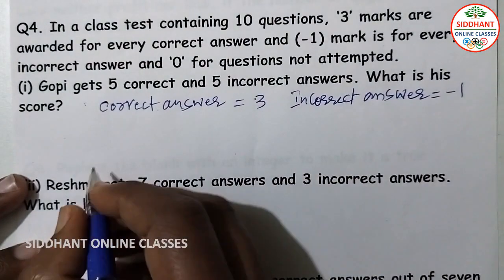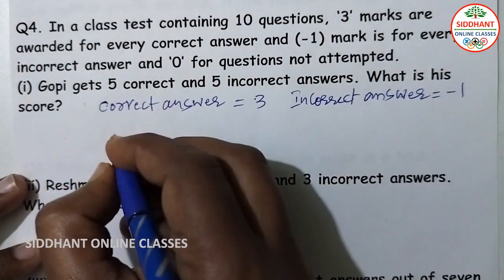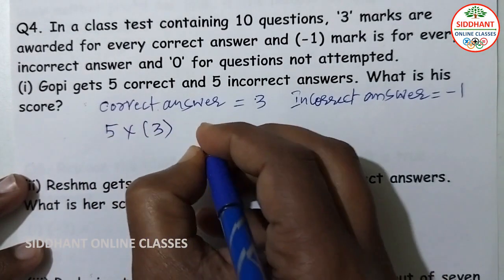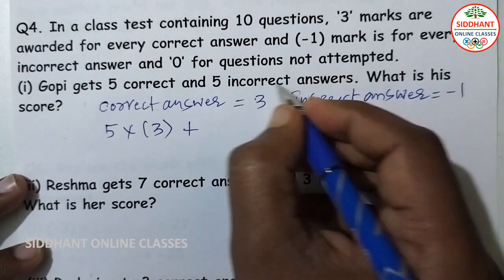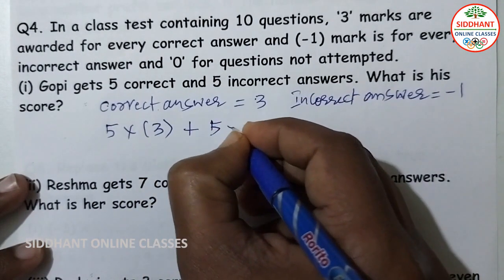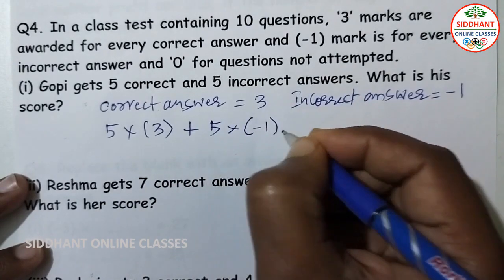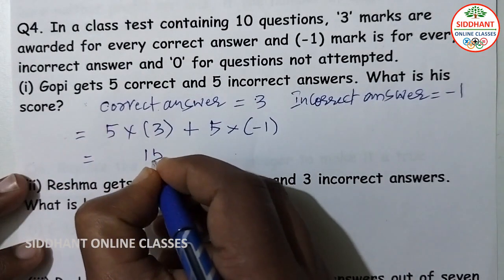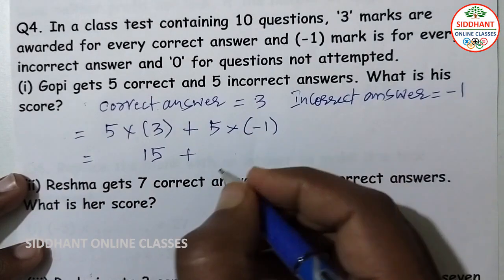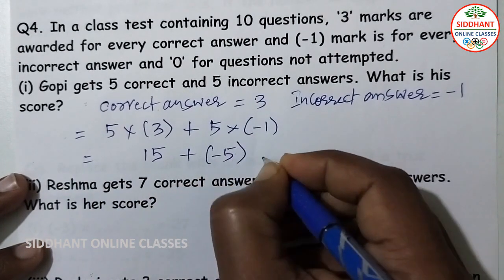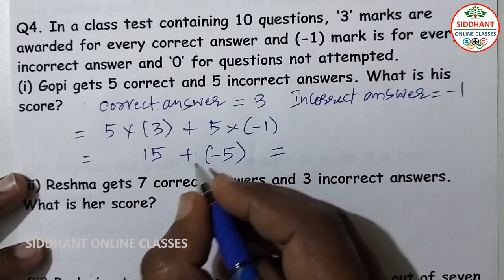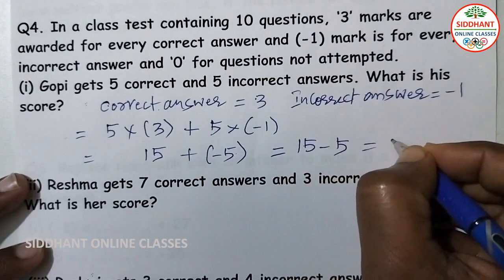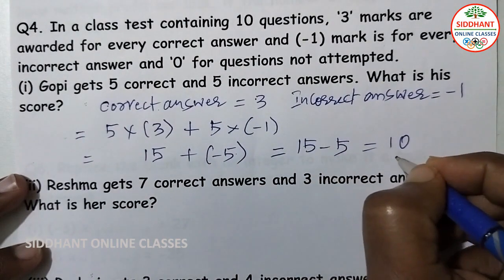Incorrect answer minus 1. So here, 5 correct answers Gopi gets, that means 5 into 3 marks, plus the next 5 incorrect answers, 5 into minus 1. So here 5 into 3 will be 15, plus 5 into minus 1, that will be minus 5. So 15 minus 5, that will be 10. So 10 is the score.